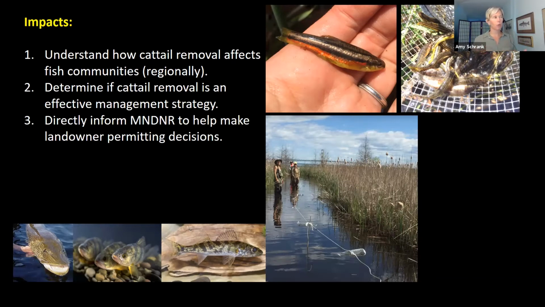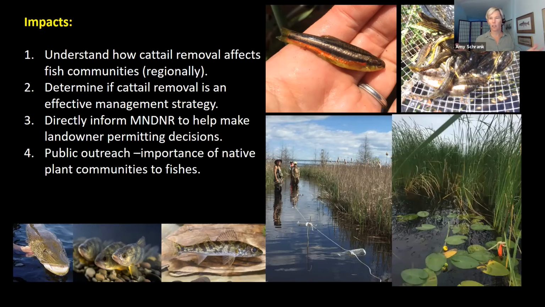A really important aspect of our project is we don't just want to get the idea out that, oh yeah, we just got to remove all this cattail, because first of all, that's not going to happen. And second of all, it's really important to have native plant communities. So it's not really cattail eradication that we're talking about. It's more restoration of native plant communities so that you have those different types of plants that are really important for a thriving fish community in a lake. So that's a really important component of our project.